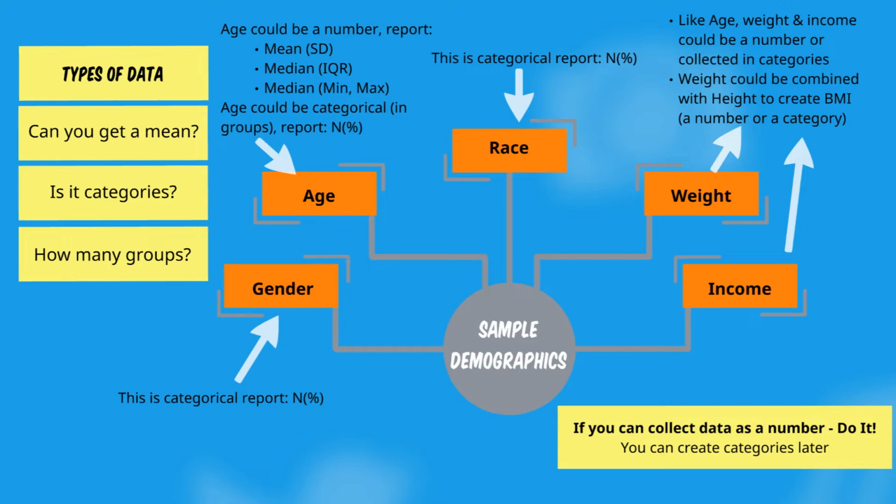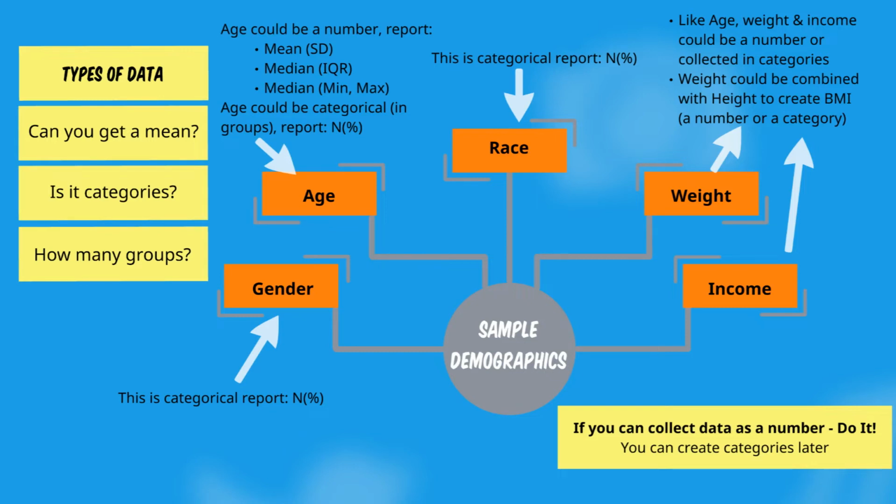Age. Age is a variable that could be collected numerically or as a category. How old they are right now, captured in years. Then you could report a mean and standard deviation, a median and IQR, which is the interquartile range, or a median with the minimum and maximum. Age could also be captured categorically in groups where people check a box. They tell you they're 20 to 25 years of age or 26 to 30 years of age. You cannot calculate a mean if age is captured in groups. Race is categorical. You would report the N and percent in each racial or ethnic group.